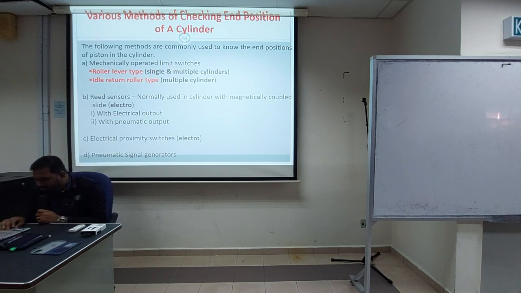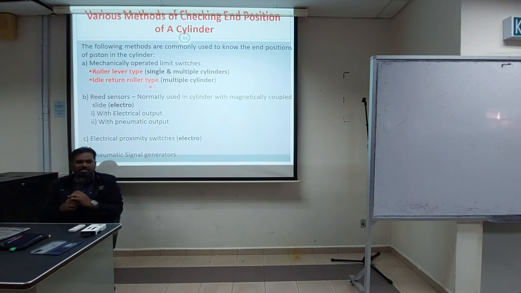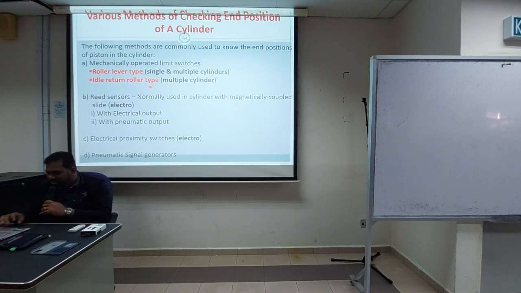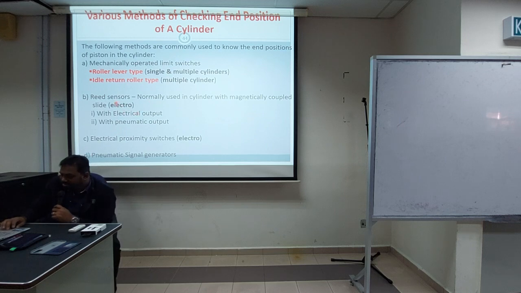Okay, so normally we will use a roller type or roller lever type or idle return roller type. So idle return dia macam ada macam tangan lah. So it has macam angle. Then roller type is just like one roller. Okay, and electropneumatic you can use reed sensors. Dia macam electrical sensors. Then you can use electrical proximity switches and pneumatic signal generators. Okay, so these are the various methods of checking the end positions.